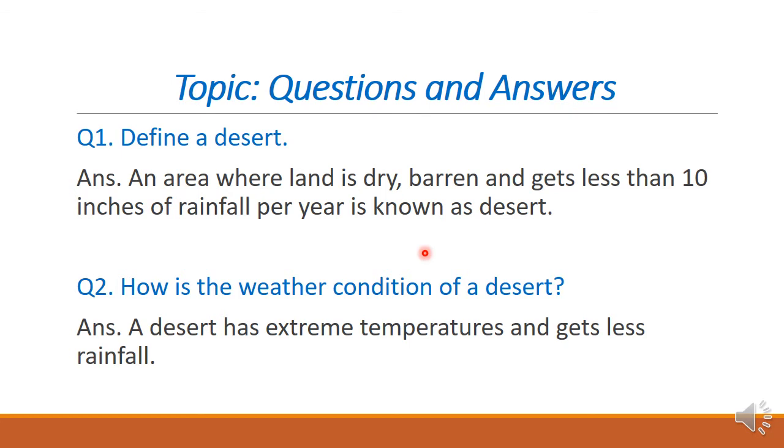Question number 2: how is the weather condition of a desert? What kind of weather conditions does a desert have? A desert has extreme temperatures and gets less rainfall. Most of the deserts get less rainfall, and they have very extreme temperatures. Most of the time it is extremely hot, but there is one desert which is also the coldest desert, and it has extreme cold weather as well.